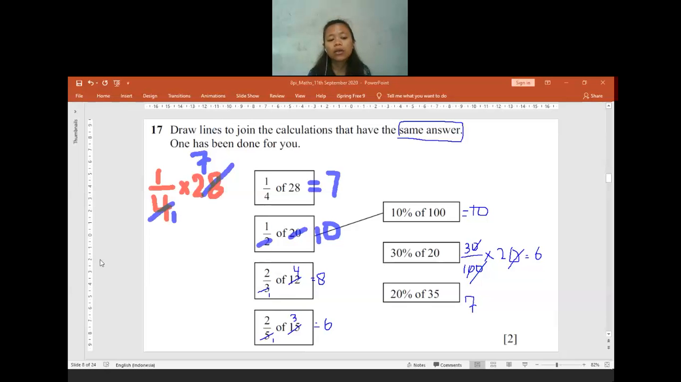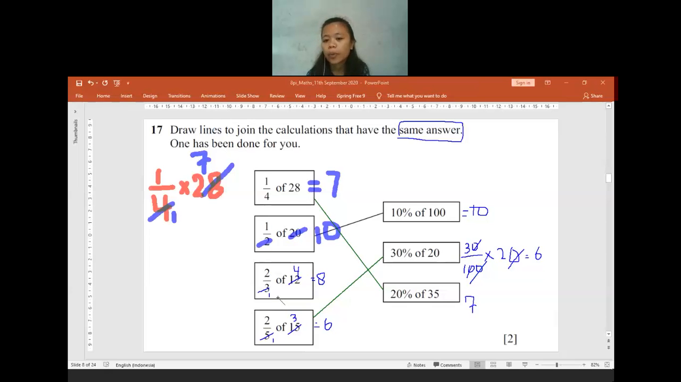Now we have to draw a line to connect the one with that having the same answer. So it means the first box, this is 7. I have to connect it with the box of 7. This is the box of 6. I have to connect it with the box of 6. This one have no friends, so just let it be empty.